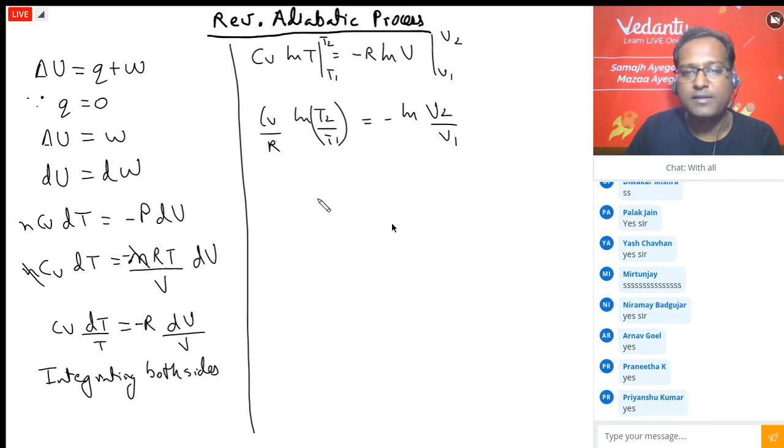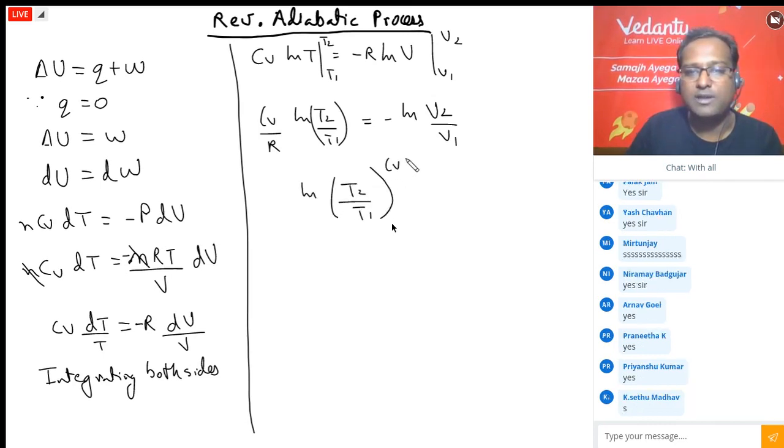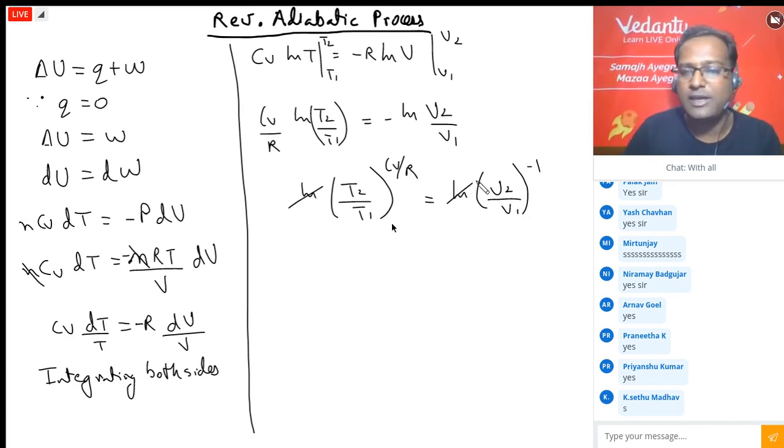Now I'm writing it as ln of (T2 by T1) to the power Cv by R, and I'm writing it as ln of (V2 by V1) to the power minus 1. Both sides I will take anti-log, so ln disappears. Ln never gets cancelled on both sides. You take anti-log, so the anti-log of log x gives you x. That is the logic here.